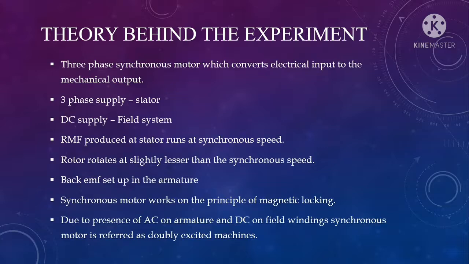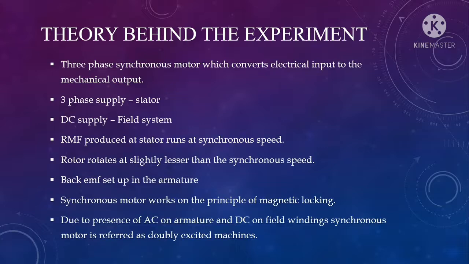Now coming to the theory behind the concept. A three-phase synchronous motor converts electrical input to mechanical output. Here, a three-phase supply is given to the stator of the synchronous motor and a DC supply is given to the rotor. Once the three-phase supply is given, an RMF is produced at the armature, which runs at synchronous speed, and the rotor, with the help of a prime mover, rotates at slightly less than the synchronous speed. The difference between these two speeds is known as relative speed or slip speed.